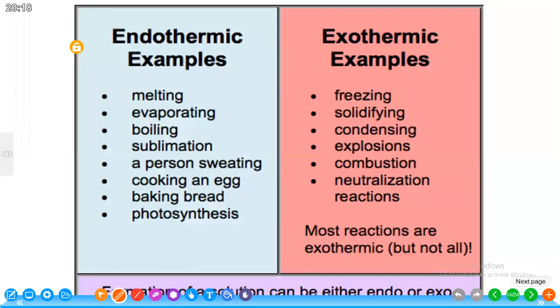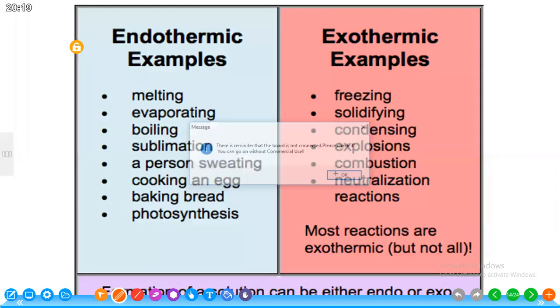And next one, these are further examples. Endothermic reaction examples are melting, evaporating, boiling, sublimation, a person sweating. You know, when a person is sweating and you touch it, you feel that it is cold, so you conclude it is an endothermic reaction. Cooking an egg, baking bread, photosynthesis. These are examples of endothermic reactions.